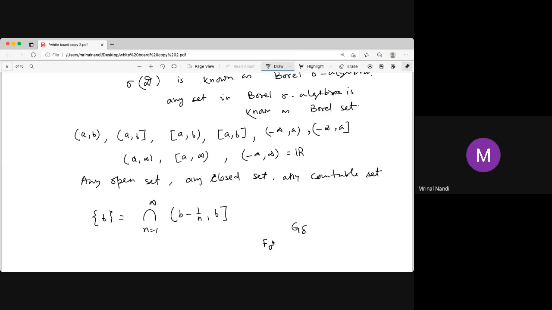Finding a non-Borel set is really tough, but there are many. Actually, the non-Borel sets are a huge collection. In cardinality, the non-Borel sets have a larger cardinal number than the collection of Borel sets. Basically, the number of Borel sets is aleph 1, the first uncountable cardinal, but the number of non-Borel sets is aleph 2, a larger cardinal number.